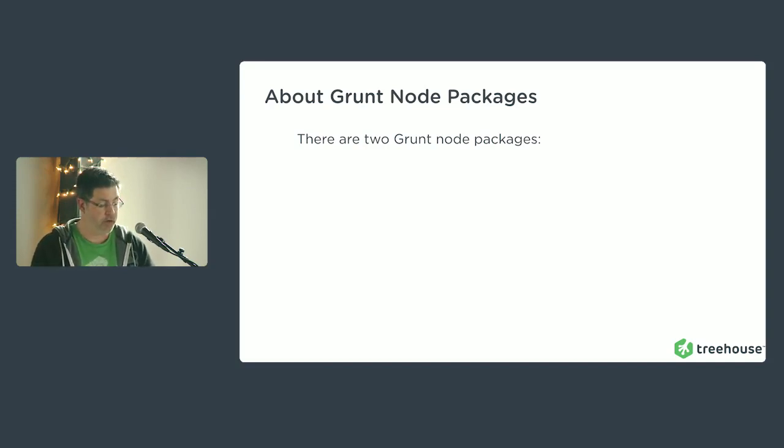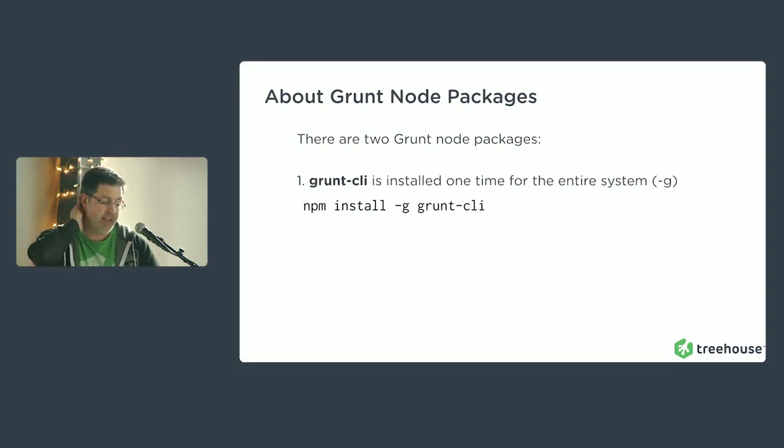So there are 2 critical pieces to Grunt. There's this CLI, which stands for Command Line Interface. And this is something that you install globally. So you'll see this little G flag there. It says npm install -g grunt-CLI. That flag -g means install this globally. It'll be accessible everywhere on your computer through the command line.